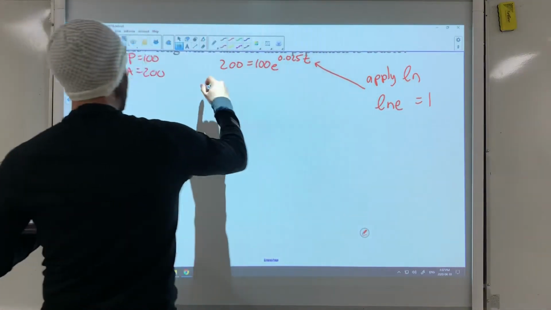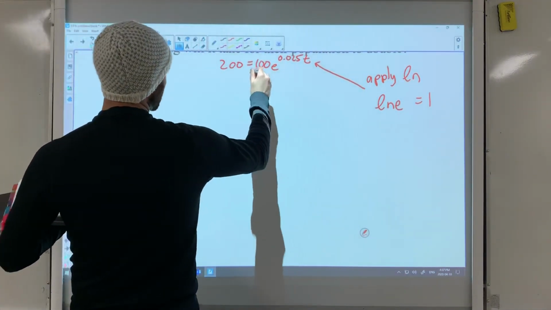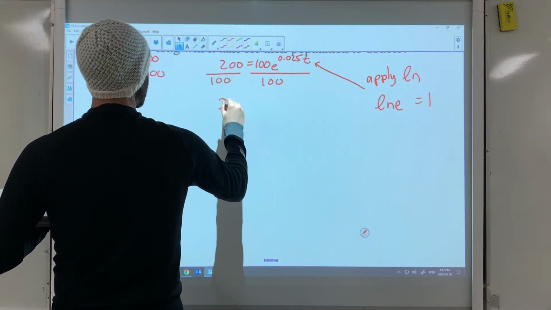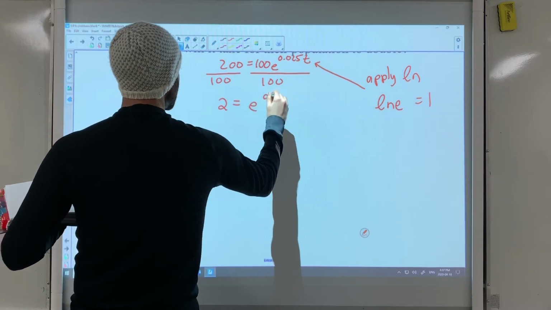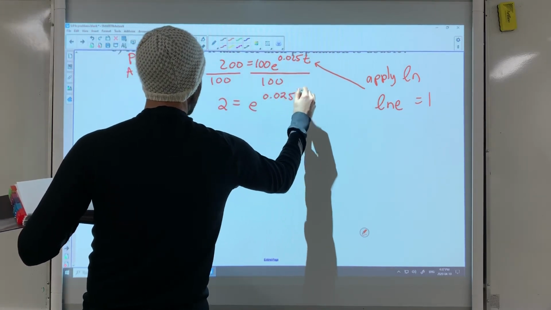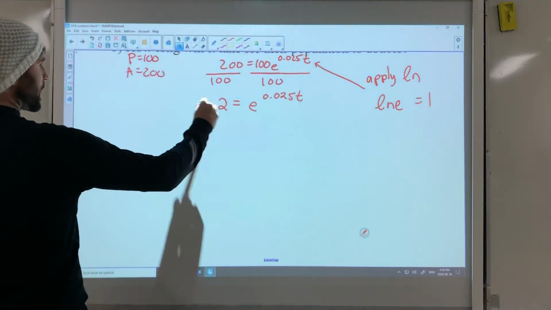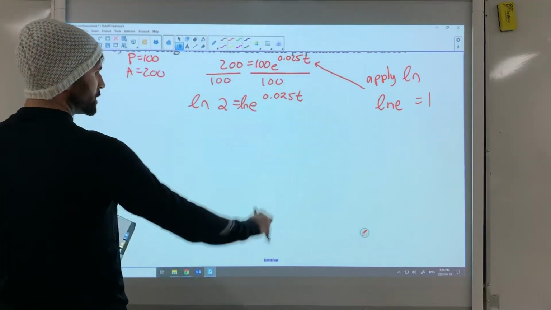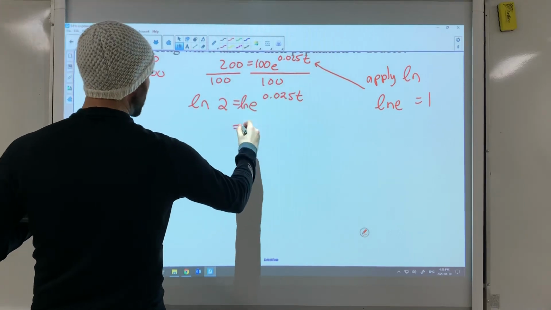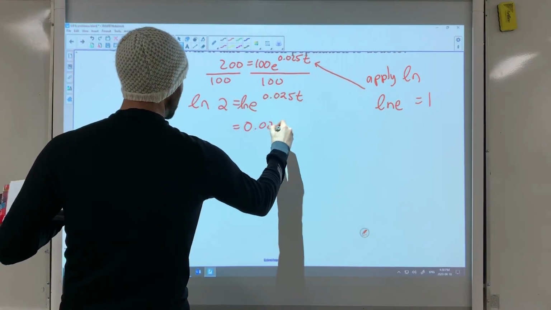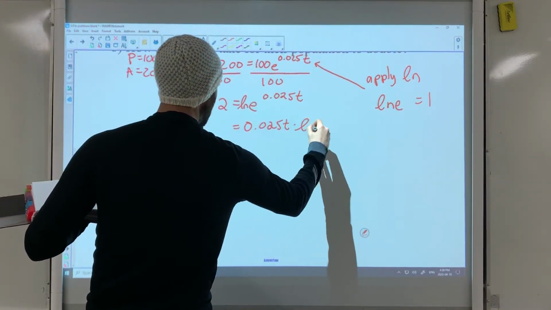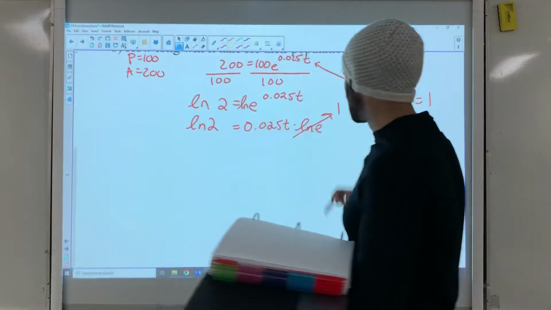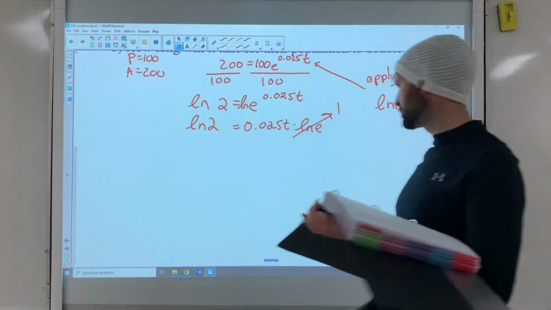So let's see. Apply ln to both sides. Before you do that, you could divide both sides by 100 to make the question a little bit easier. So you're going to get 2 equals e to the 0.025 times t. And then apply ln to both sides. There we go. Now we can use the power law to bring this down in front: 0.025 times t times ln e equals ln 2. Well, we know ln e is 1. It's just a fact you're going to want to remember.